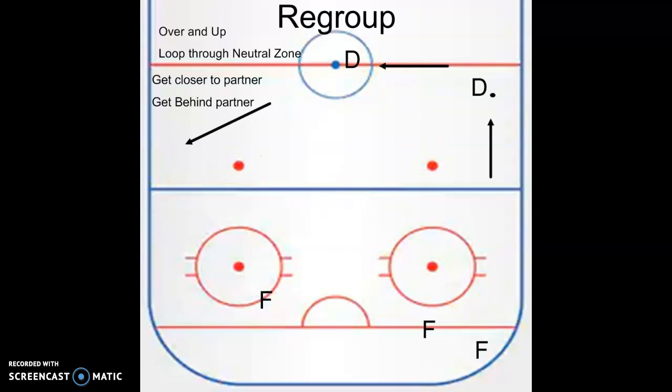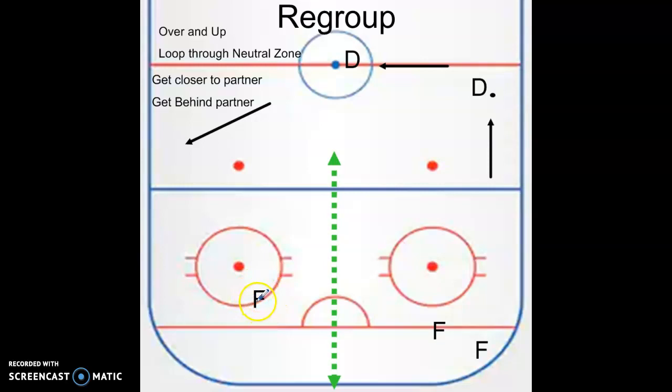Now for our forwards, the rule that we talked about in practice is it depends on where you're at in the offensive zone, but we're going to split the offensive zone in half. If you're on the left side, like this forward is, or if you're on the right side, it depends on where you go. Once your defensemen regroup, your role is to get out to the neutral zone, check up on the blue line, and loop across the neutral zone.